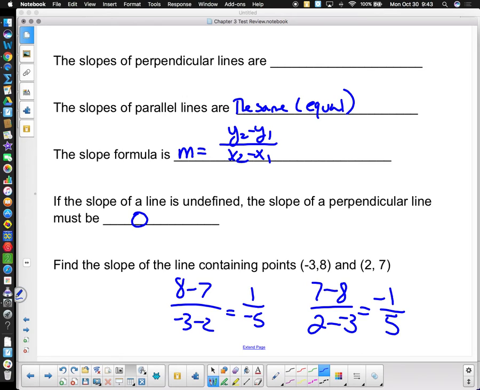The fact that negative's in the numerator and denominator, it makes no difference. They're both negative numbers. So you don't have to do it both ways. You could do it either way. You get the same solution.